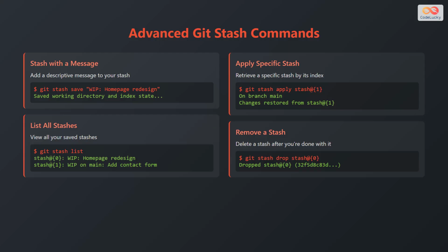To apply a specific stash, use git stash apply followed by the stash index, such as stash@{1}. This retrieves the specified stash. Finally, to delete a stash after you are done with it, use git stash drop followed by the stash index, such as stash@{0}. This removes the stash from the list.